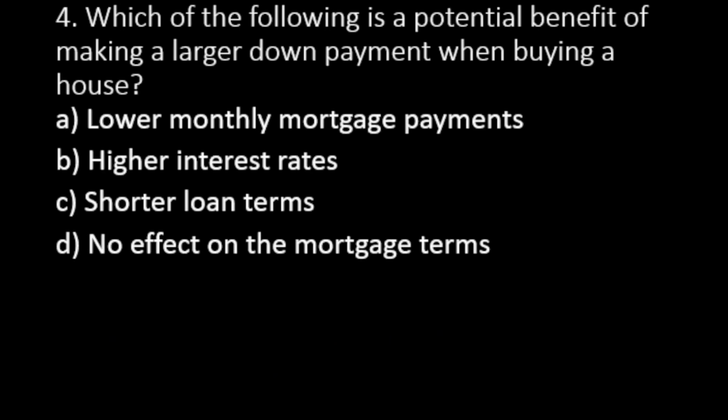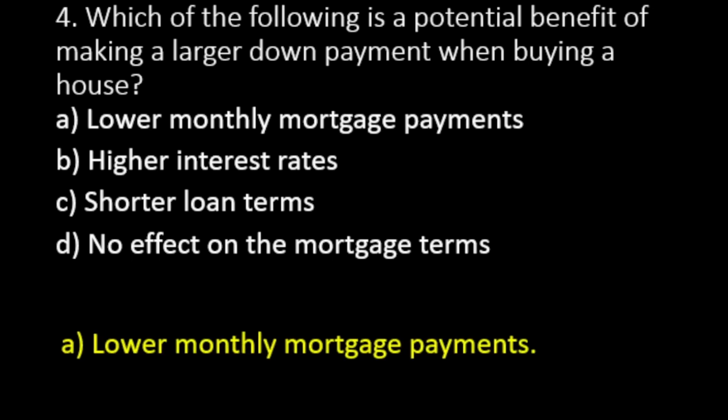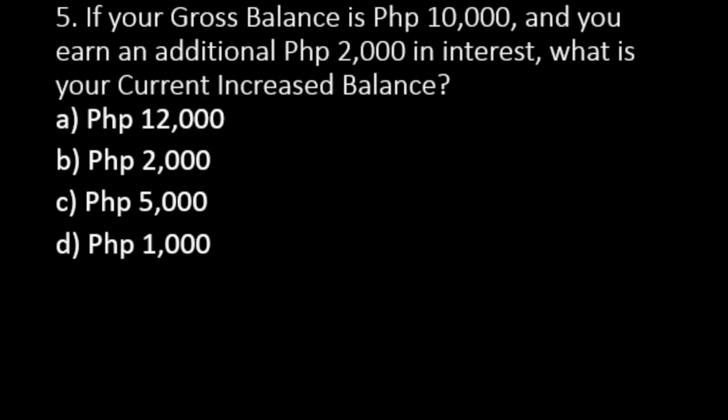Which of the following is a potential benefit of making a larger down payment when buying a house? Answer: lower monthly mortgage payments. Number 5. If your gross balance is 10,000 pesos and you earn an additional 2,000 pesos in interest, what is your current increased balance?